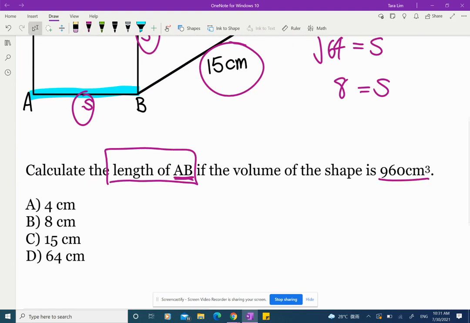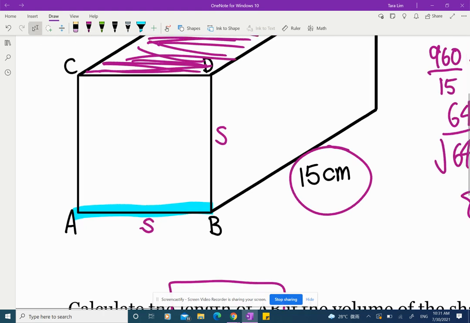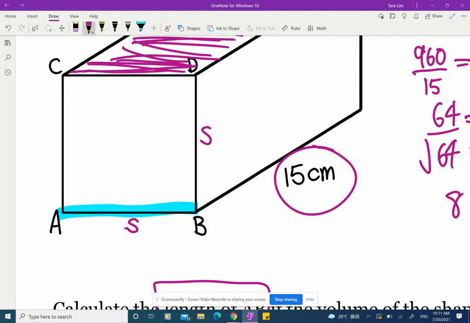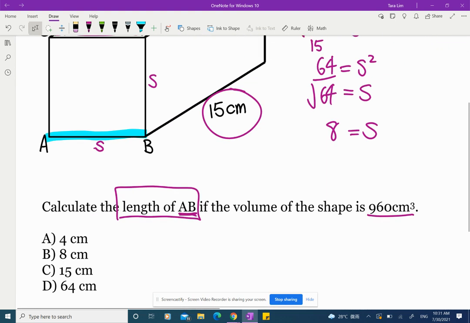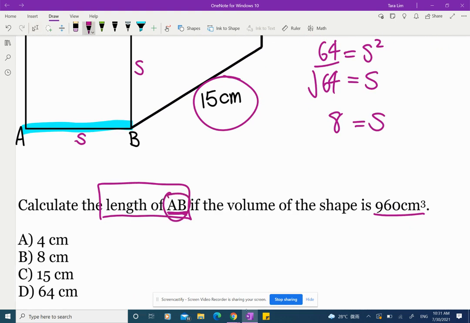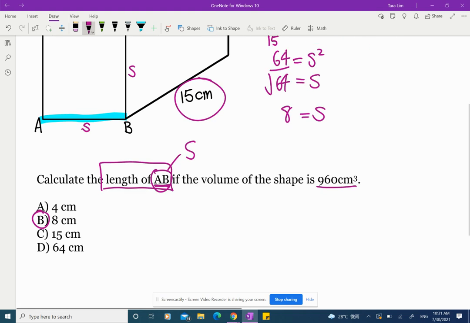Now what is s? We can see that there are two s, and as I said before, this is a square. So that means all the sides are the same. So the length of AB is s. So AB and s are exactly the same thing. And we know that the correct answer is B, 8 cm.